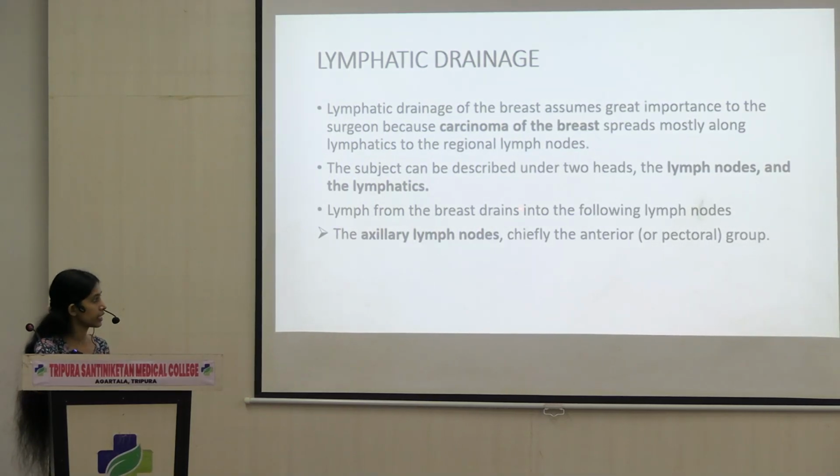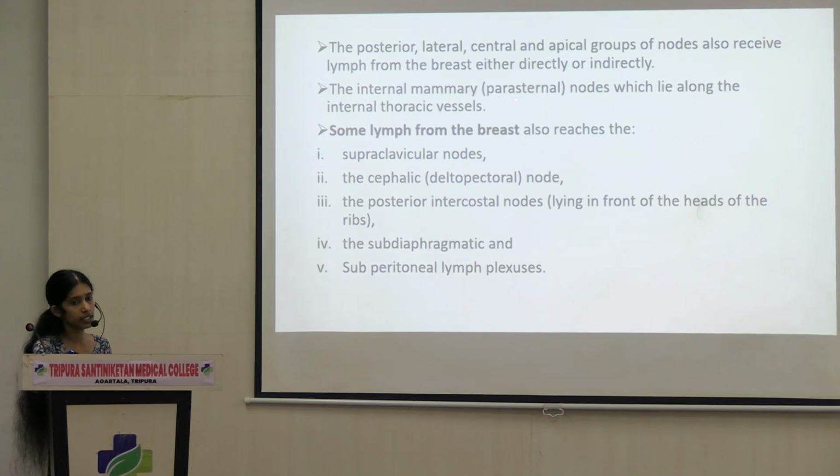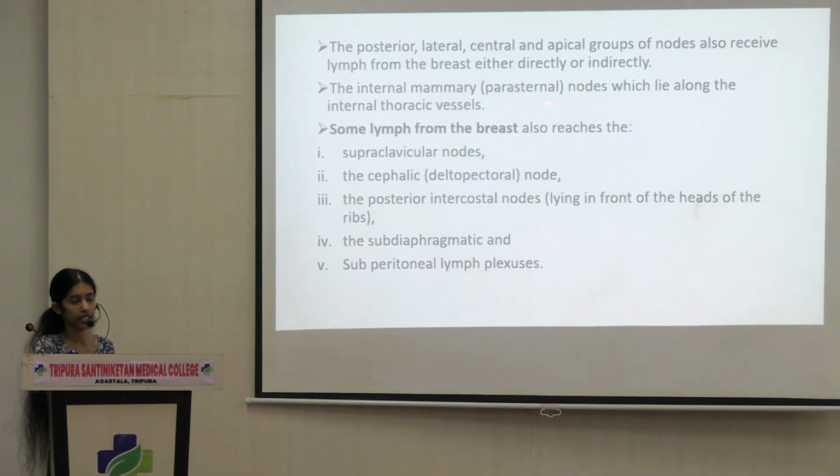Lymph from the breast drains into the following lymph nodes. The very first one is the axillary lymph node, chiefly the anterior group. The posterior, lateral, central and apical groups of nodes also receive lymph from the breast, either directly or sometimes indirectly.